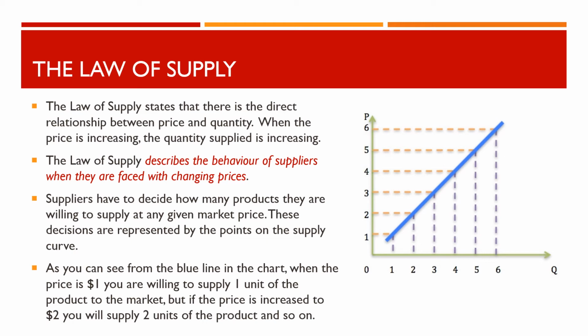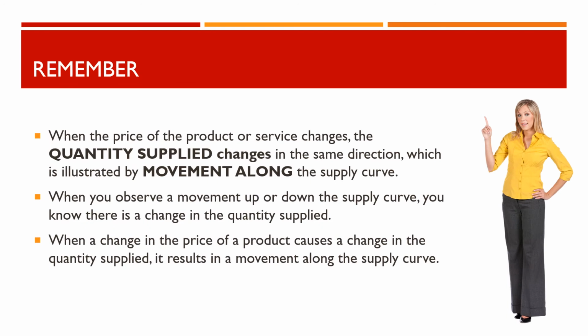The law of supply describes the behavior of suppliers when they are faced with changing prices. Suppliers have to decide how many products they are willing to supply at any given market price. These decisions are represented by the points on the supply curve. As you can see from the blue line in the chart, when the price is $1, you are willing to supply 1 unit of the product to the market, but if the price is increased to $2, you will supply 2 units of the product and so on. Remember, when the price of the product or service changes, the quantity supplied changes in the same direction, which is illustrated by movement along the supply curve.